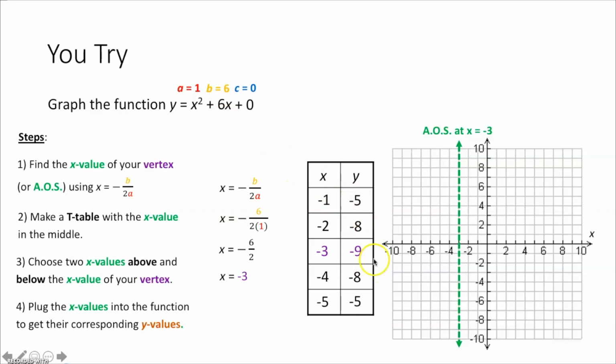Look at that. Perfect. So what we can then do is plot these points. Negative 1, negative 5. So we go over negative 1 on the x-axis, down negative 5 on the y-axis, put a point. Negative 2, negative 8. We go over negative 2 on the x-axis, down negative 8 on the y-axis, put a point. Negative 3, negative 9, over negative 3 on the x-axis, down negative 9 on the y-axis, put our vertex, there it is. Negative 4, negative 8, negative 4 on the x-axis, down negative 8 on the y-axis, put a point. And then negative 5, negative 5, over negative 5 on the x-axis, down negative 5 on the y-axis, and we put a point. Draw a parabola going through those, and you're done.